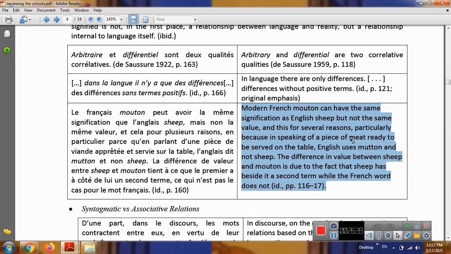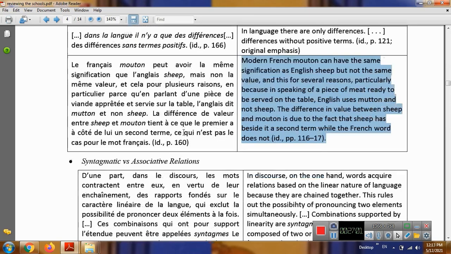And this for several reasons, particularly because in speaking of a piece of meat ready to be served on the table, English uses mutton and not sheep. The difference in value between sheep and mutton is due to the fact that sheep has beside it a second term while the French word doesn't.